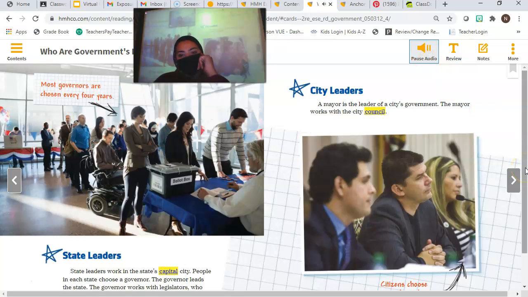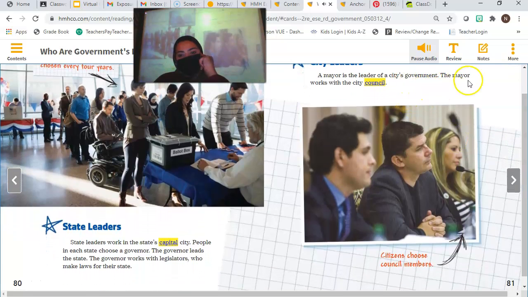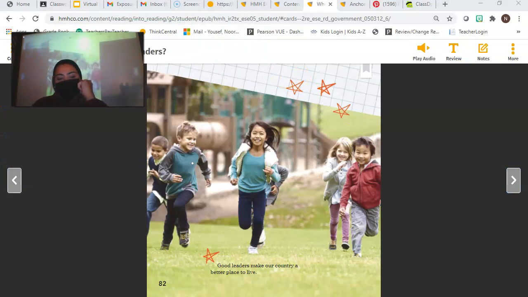Most governors are chosen every 4 years. City leaders. A mayor is the leader of a city's government. The mayor works with the city council. Citizens choose council members. All right. So who chooses these council members? Citizens. We do. We're citizens. We choose. We vote. We choose. Good leaders make our country a better place to live.